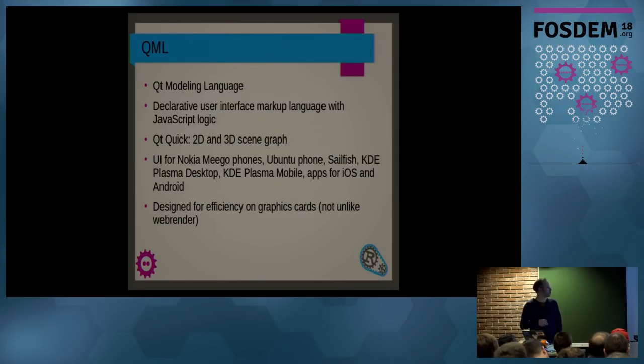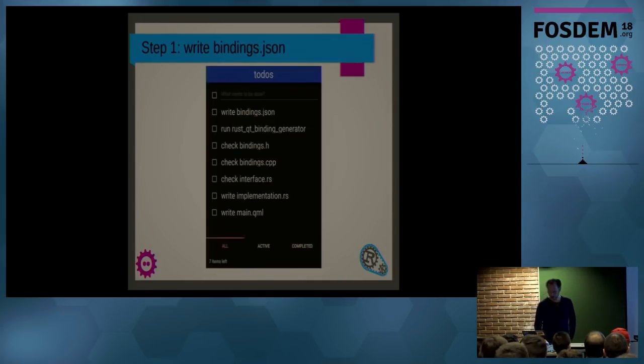So it started off at Nokia, MeeGo phones, the Ubuntu phones are using it, Sailfish, KDE Plasma Desktop, KDE Plasma Mobile, and you can also use it for iOS and Android apps if you like that stuff, which apparently is the majority of the people. It's designed for efficiency on graphics cards. And that actually, when we're talking about Rust, is not unlike WebRender, which has quite a lot of similarities in the way it's designed.